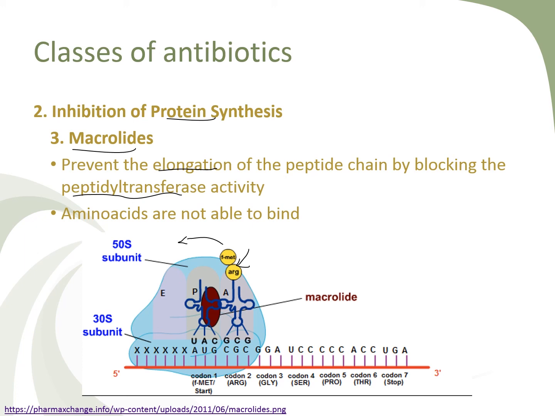So, the tRNA is gonna bind in the correct place. It's gonna bring the correct amino acid, but if I have macrolide here, my amino acid will not be able to bind and to elongate my chain. Okay, because I need this enzyme, peptidyltransferase, and my antibiotic binds to my enzyme, and then my amino acid will not be able to bind.